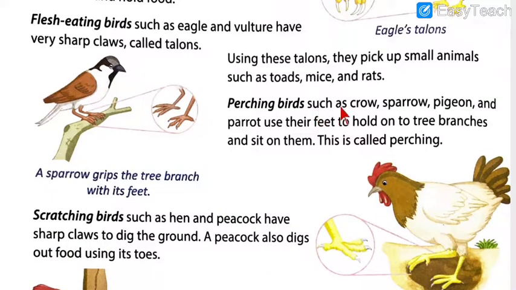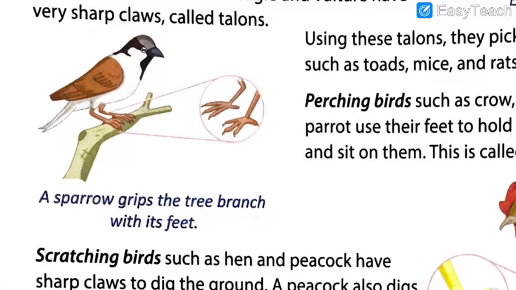Perching birds such as crow, sparrow, pigeon and parrot use their feet to hold on to tree branches and sit on them. This is called perching. Now, what is the meaning of perching? To hold on to the tree branches with their claws and to sit on them is called perching. Here the example is given: a sparrow grips the tree branches with its feet.